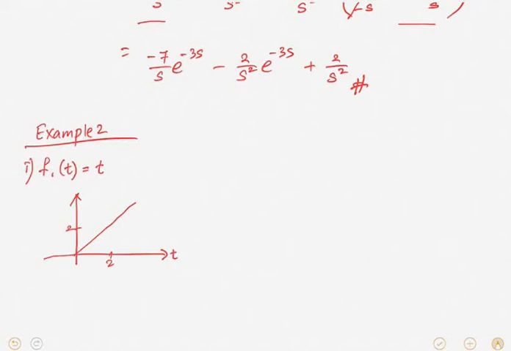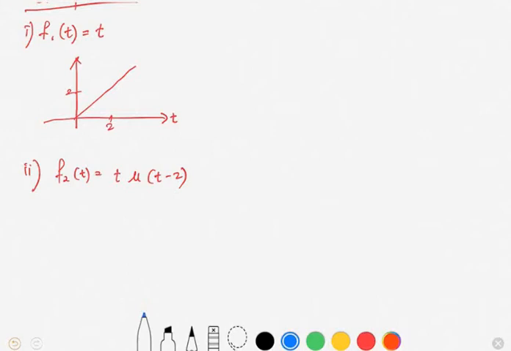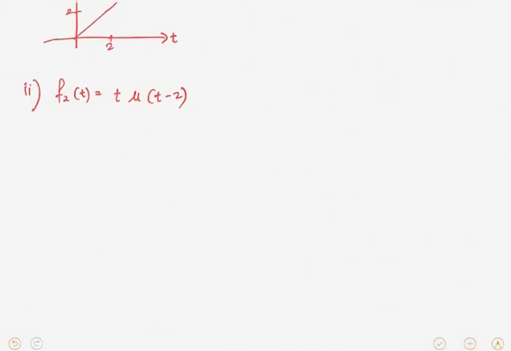But what if you have the graph like f2(t) equal to t multiplied by u(t-2)? Okay, in order to plot this graph, there is some of the unit step function that you need to know. Okay, for example, as I showed you just now, u(t) is from 0 to infinity.